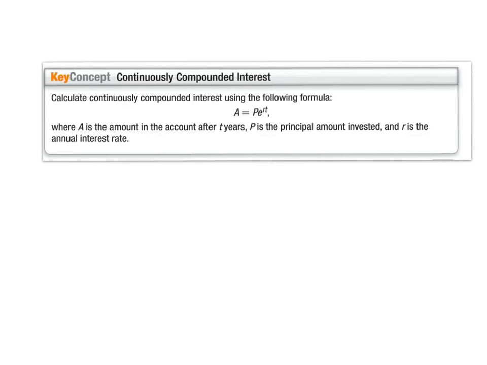A very common application of natural logarithms and the base E is looking at continuously compounded interest. So we're dealing with money, which is always a great thing. The continuously compounded interest formula is A equals P E to the RT, where A is the amount in the account after T years, P is the principal amount invested, so the original amount invested, and R is the annual interest rate.